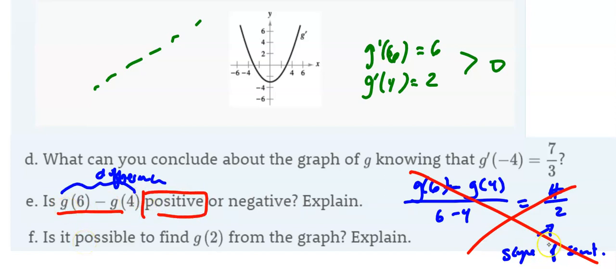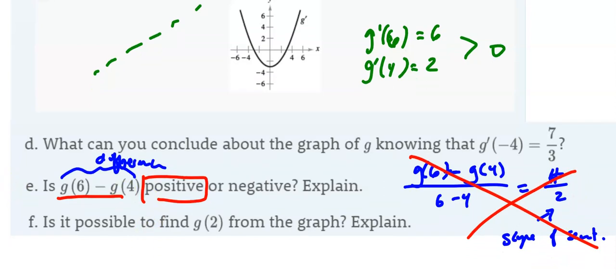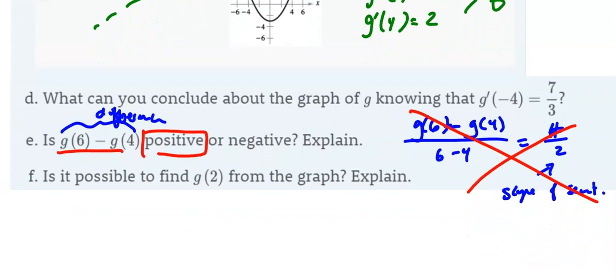And I actually did kind of need to use this, because if I have a positive 2 here, I can't have a negative number on top, because I expect my slope to be positive for the secant line. And if my slope for the secant line is positive, then that numerator has to be positive as well. G of 6 minus G of 4 is positive.